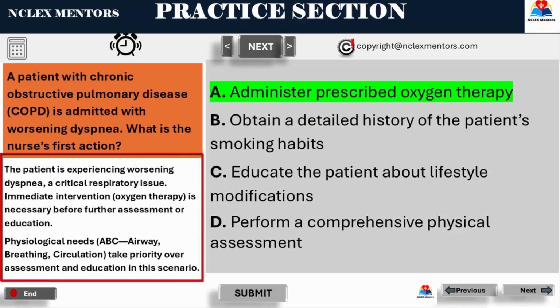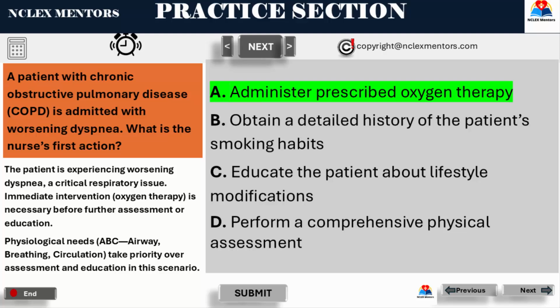The patient is experiencing worsening dyspnea, which is a critical respiratory issue. In this case, the first priority is oxygen therapy. This is an immediate intervention needed to ensure the patient is receiving enough oxygen to stabilize their condition. Why does this come first? Because dyspnea can quickly lead to respiratory failure, and oxygen therapy is a life-saving intervention.